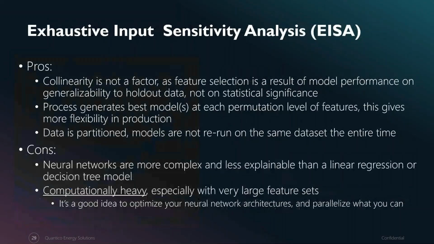There's a couple pros and cons here, right? So the pros, which I'll talk about first: collinearity isn't really a factor because feature selection is just a result of model performance. And that model performance is measured based off of how well the model generalizes to the holdout data, which it hasn't seen. Also, we get the best models at each permutation level. I mentioned that previously, which gives us more flexibility in production.